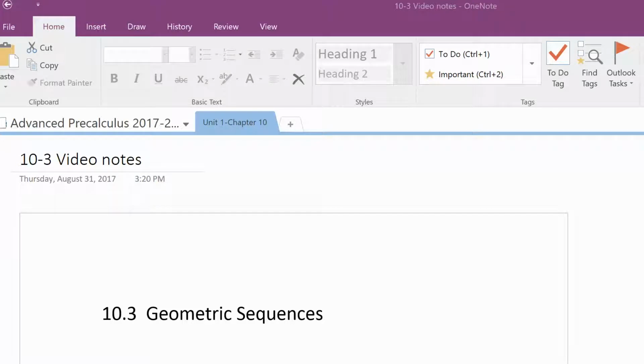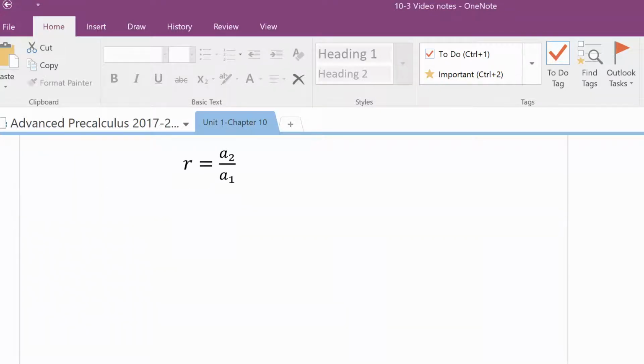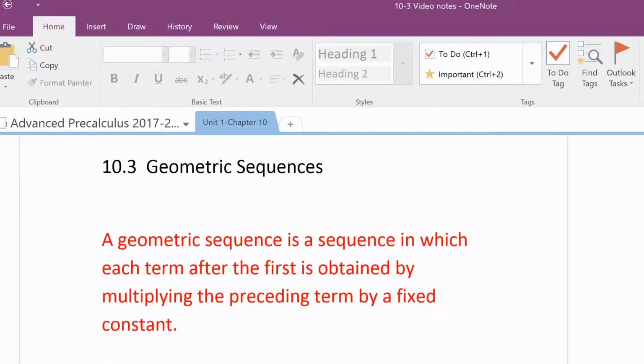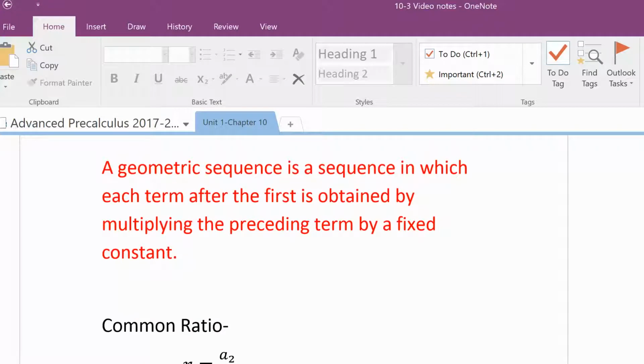Welcome to tonight's video on section 10.3, geometric sequences. A geometric sequence is a sequence that differs from arithmetic in that after the first term, the next terms are obtained by multiplying the preceding term by a fixed constant.